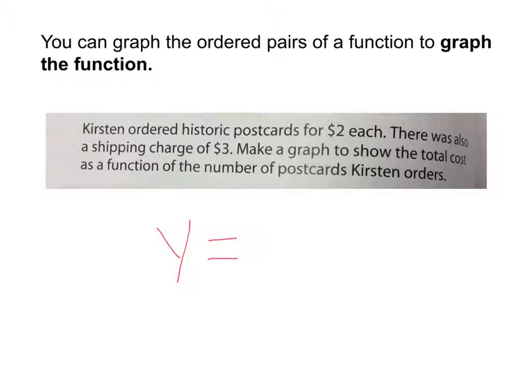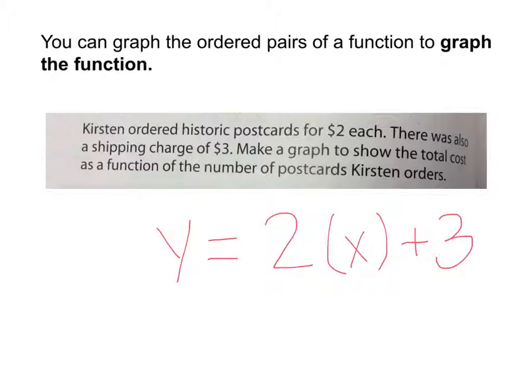So y equals, how much does each postcard cost? $2. So if she bought one postcard, how much would she pay for that postcard? $2. If she bought 10 postcards, how much would she pay for those postcards? $20. It's always 2 times the number of postcards, right? Is that all the money she needs to pay, though? No. What else is there? No matter how many postcards she buys, she will always need to add $3 for shipping. So what's the function for this situation?